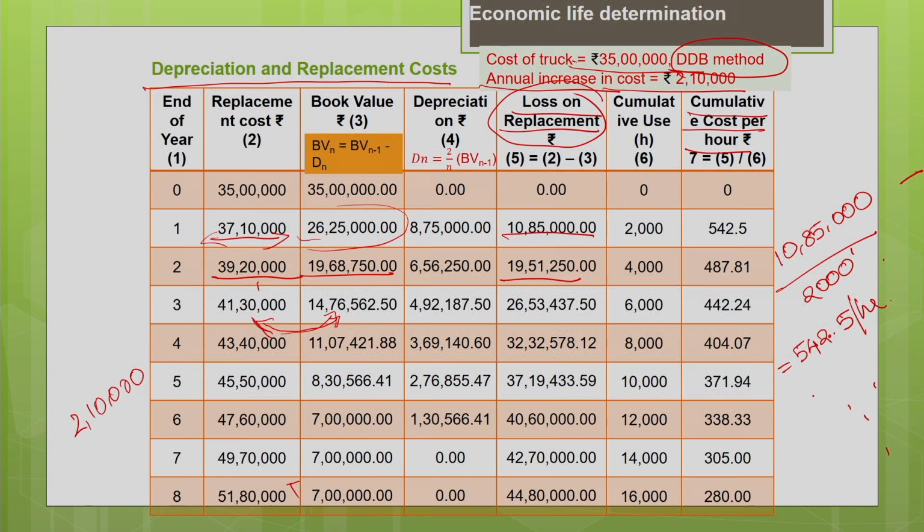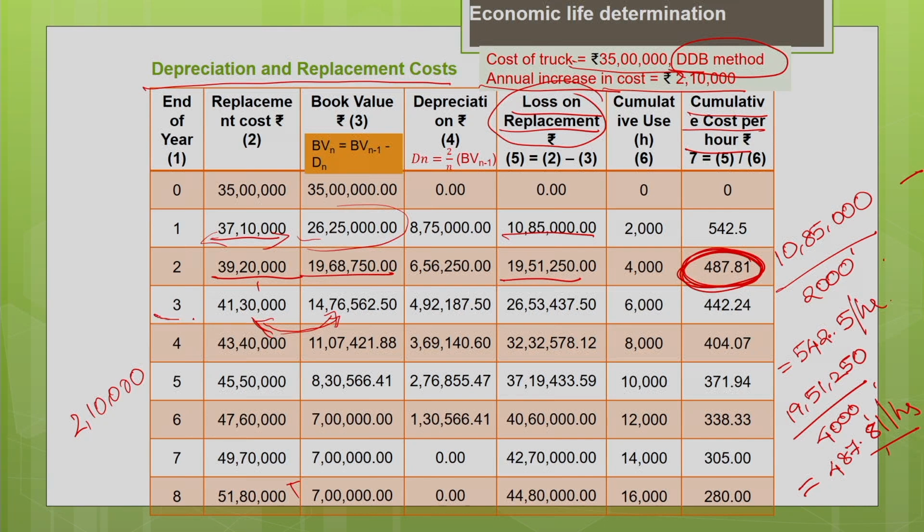Similarly, at the end of second year, if I wanted to find the depreciation and the replacement cost, you can see that it is 19,51,250. At the end of second year, the cumulative use is 4000 hours. So now the cost per hour will be 487.81 per hour. So if I am going to hold this machine with me for 2 years, the cost per hour associated for the 2 years is 487.81. So the replacement cost associated with this machine per hour is 487.81 for 2 years.